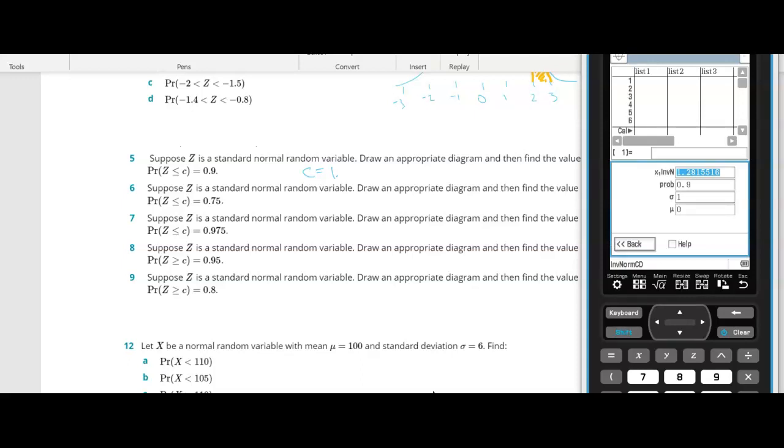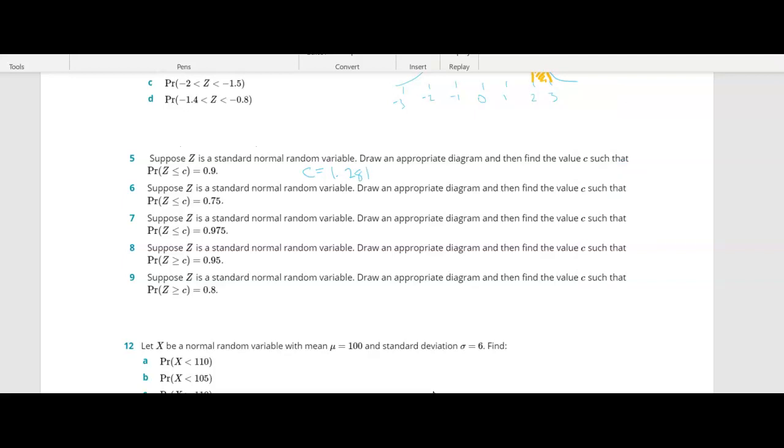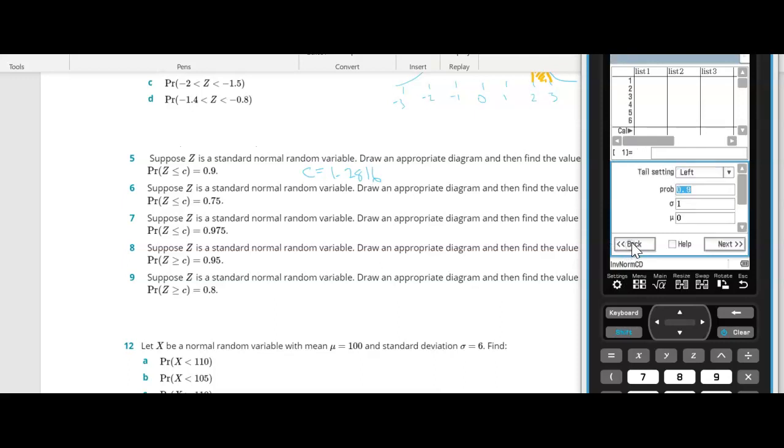I'll do 4 decimal places, 2860. All right, if we were to do question 8, the 6 and 7 are the same, you're just changing your probabilities. So question 8, this time we're going right, because we want to be greater than C, so we're looking on the right side of C. So that's 0.95. And it's standard, so it's 1 and 0. All right, so there we've got it.